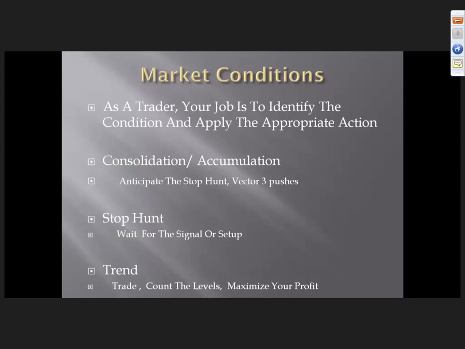Consolidation, accumulation. You anticipate the stop hunt. You're waiting for the vector to show. You're waiting for a repeat of the second leg. You're waiting for him to repeat a level. You're waiting for him to come back to yesterday's low or maybe London's low in 3 swipes, 3 pushes at that. Now you understand more clearly where the 3 swipes have come from. It's 3 pushes or bursts.